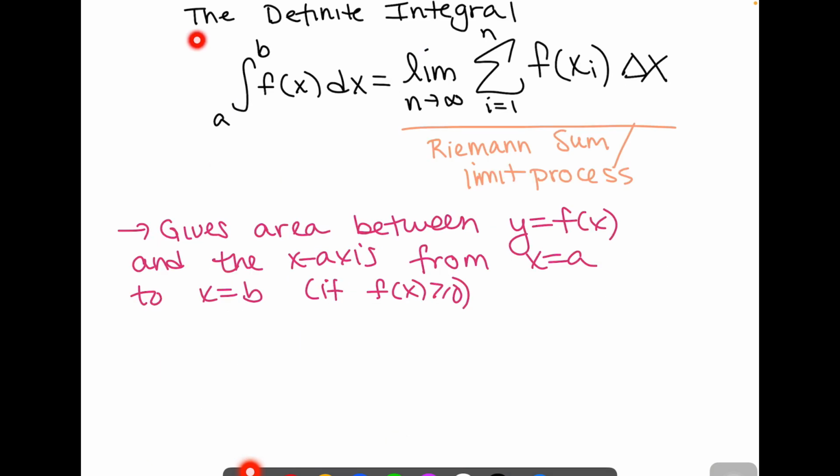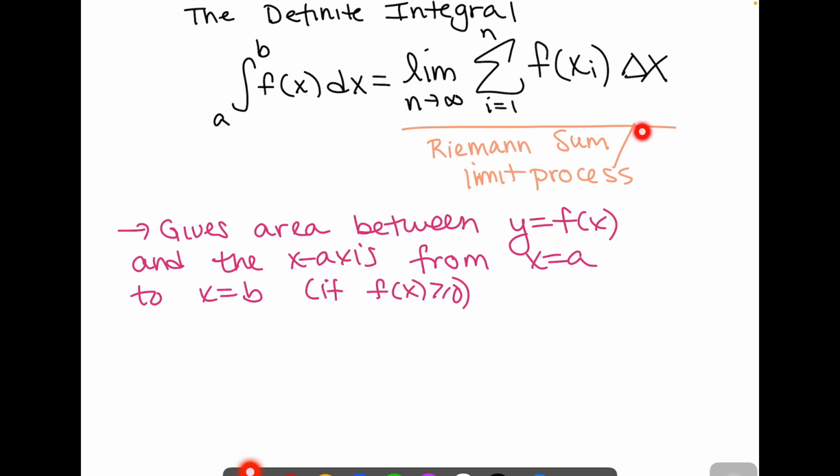Now, I want to introduce the definite integral. So earlier, when we talked about antiderivatives, we were computing indefinite integrals. We used this integral symbol, but we didn't have little numbers on it. And that notation, the integral symbol f of x dx, represented the antiderivative of a function. The definite integral has little numbers with the integral symbol. Those are referred to as the bounds of integration.